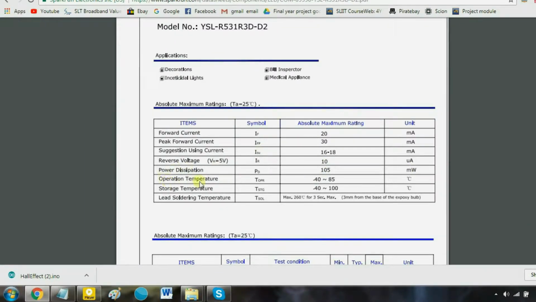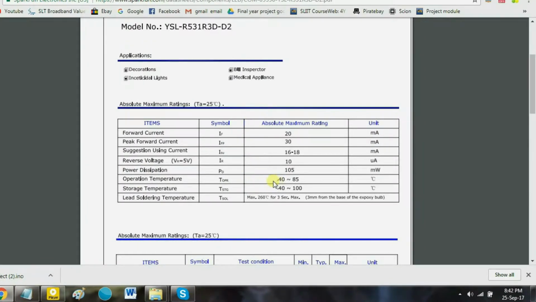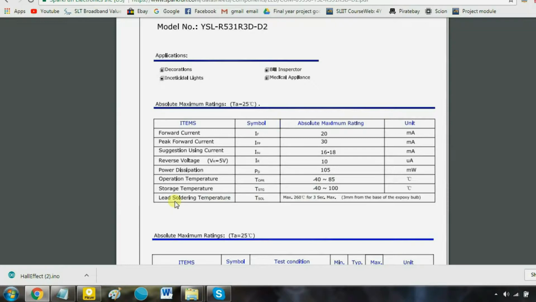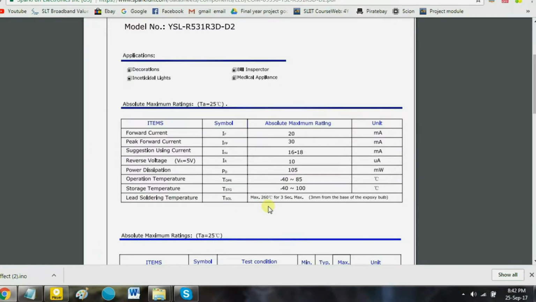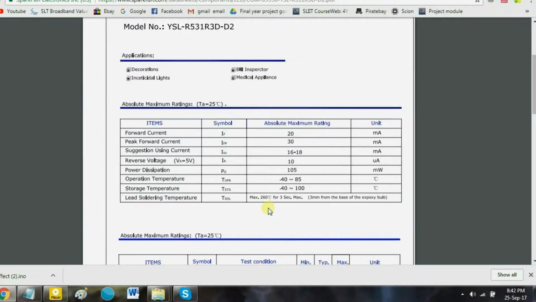The operation temperature, we do not really care about this in typical applications. But if you take it to the extreme, you may only use it above negative 40 Celsius and below positive 85 Celsius. The storage temperature is right above that, negative 40 to 100. The lead soldering temperature is given as 260 Celsius for 3 seconds only. So as a rule of thumb, you should only put the soldering iron tip on the lead you are soldering for a maximum of 3 seconds.